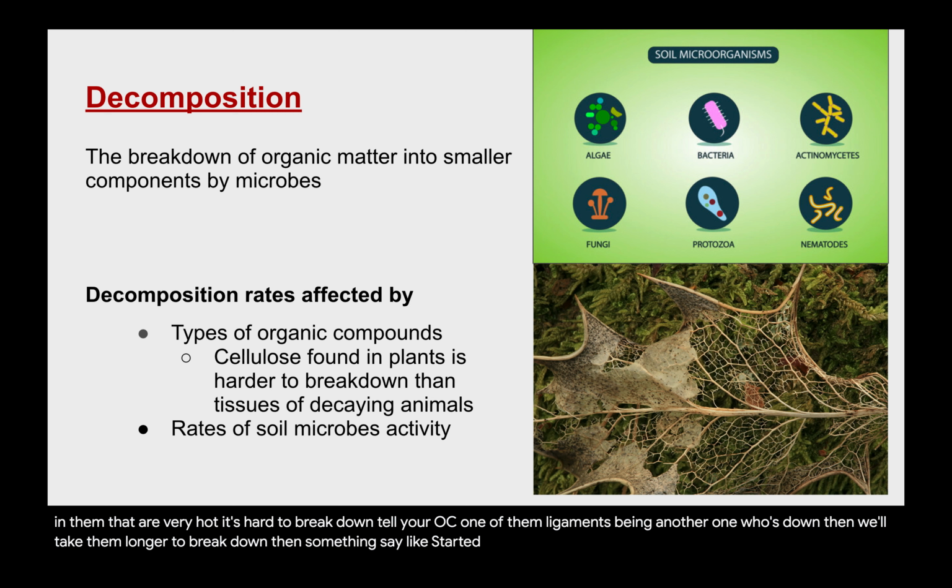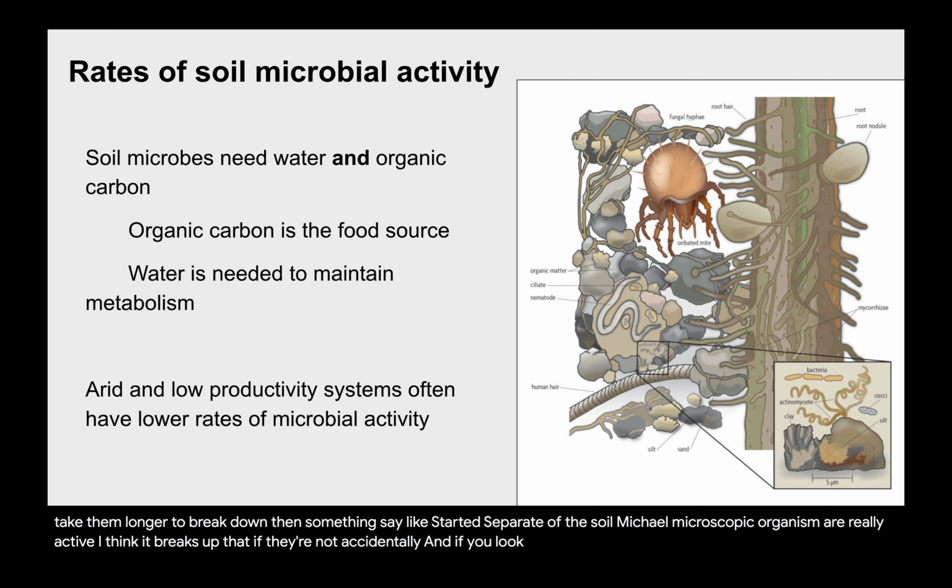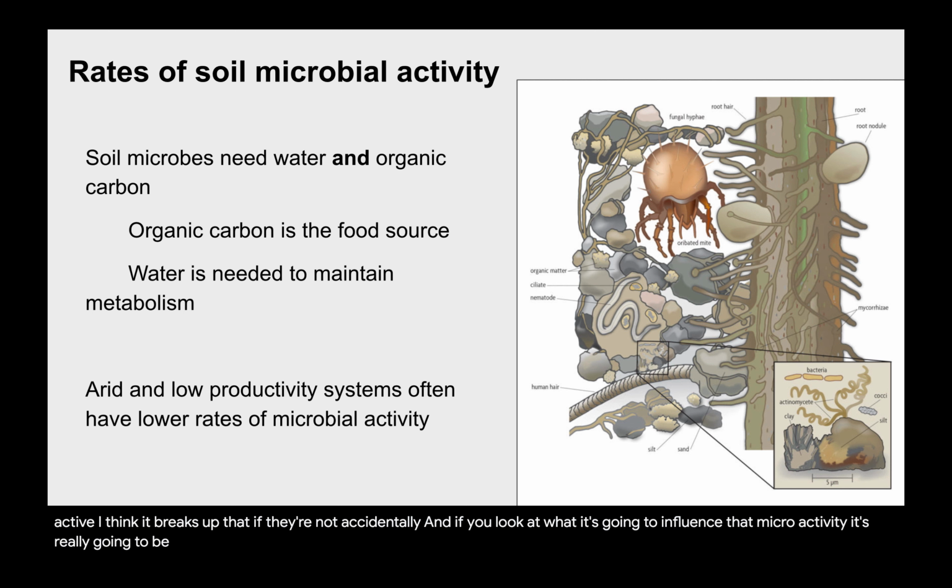But we also have to look at the rate of soil microbe activity. If these microbes, these microscopic organisms, are really active, they can break stuff down faster. If they're not active, it's going to take longer. What is going to influence that microbe activity is really the amount of water present and the amount of carbon. Organic carbon tends to be their food source.